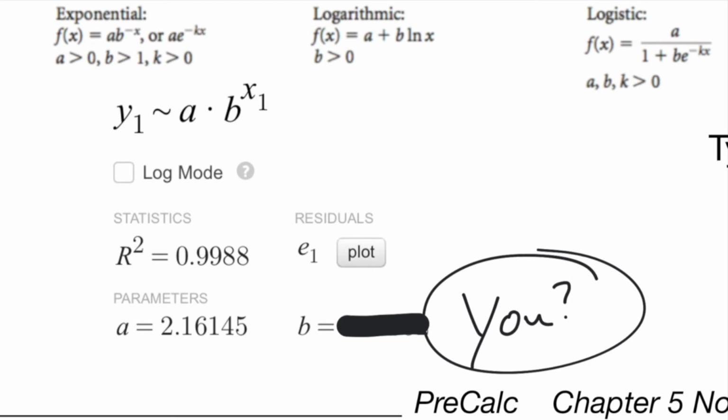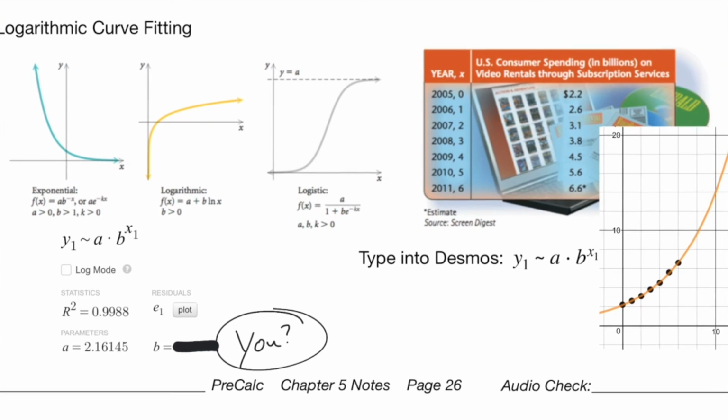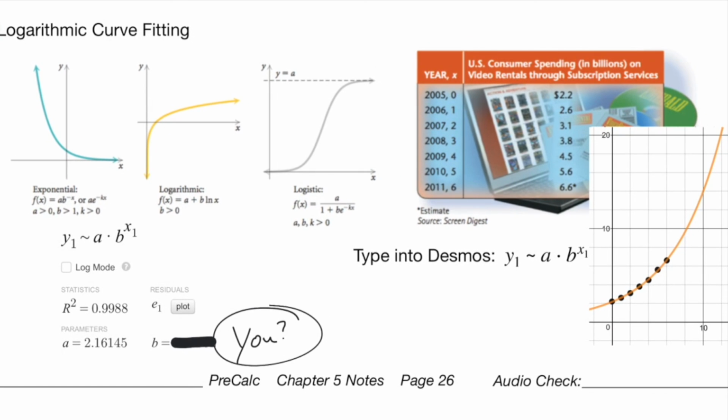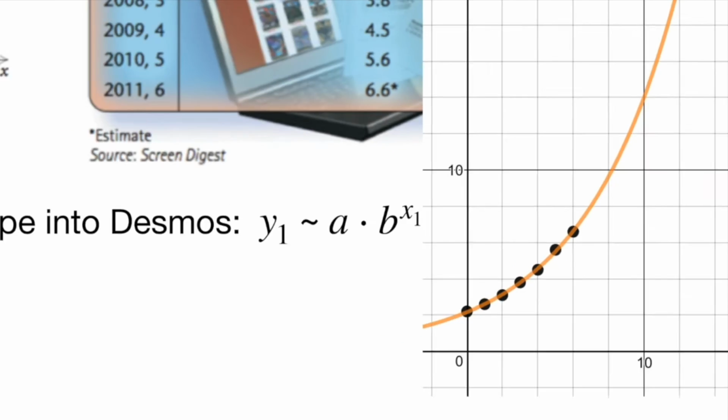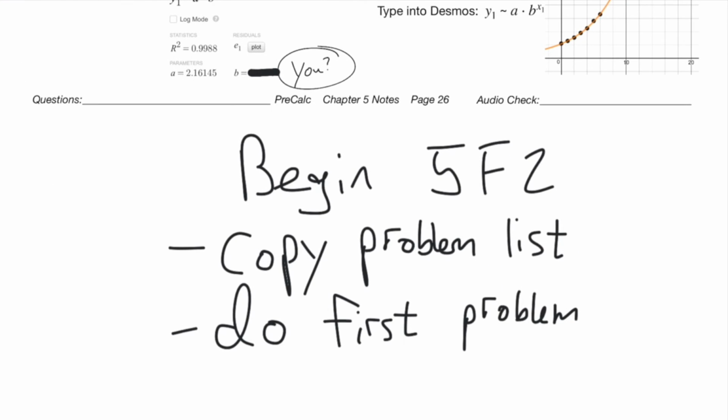You can see the r-squared value is pretty close. It's very close to 1. If they were all perfectly on an exponential graph, r-squared would be equal to 1. But here we got a is 2.16145 and b is equal to, I want you to figure it out. This is what it'll look like. And once you figure it out, then I want you to begin assignment 5, F2, copy the problem list, do the first problem. I'll see you in class.